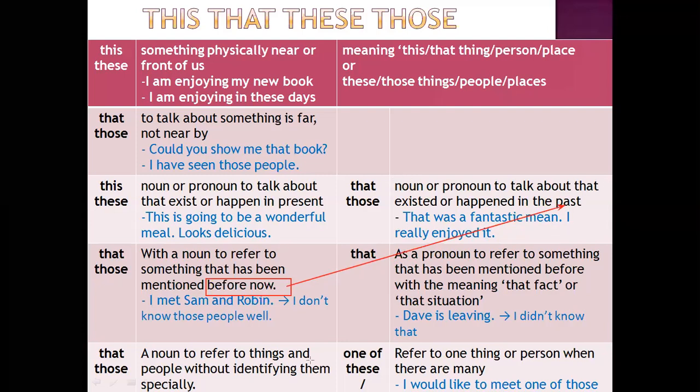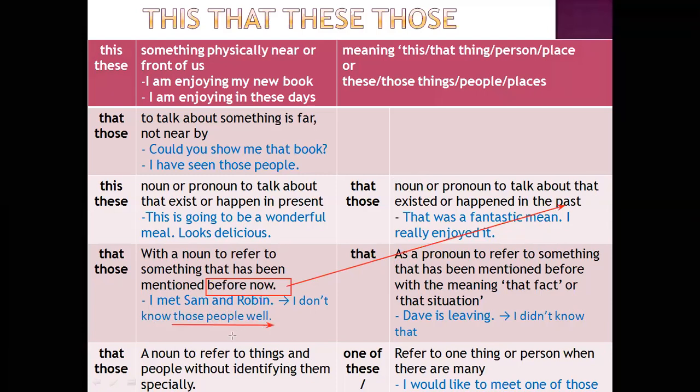For example, I met Sam and Robin. I don't know those people well. I met Sam and Robin before, right? But I don't know them well. I don't know those people well. So here, we're talking about those people. Who are those people?